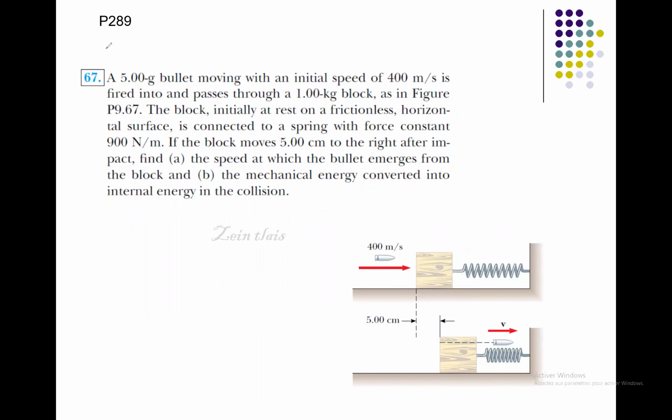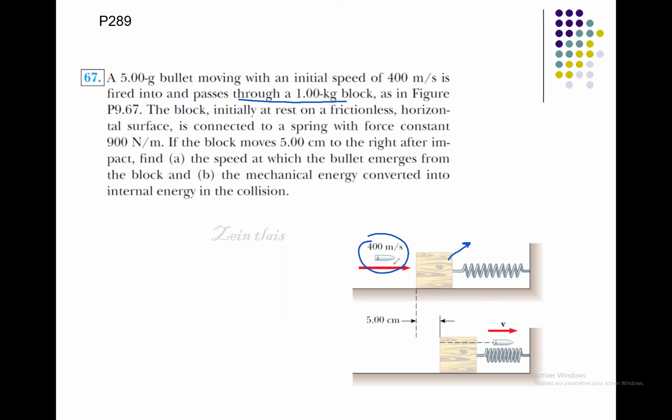Problem 67, page 289. We have a bullet of 5 gram, initially with a speed of 400 m/s, fired and passes through a 1 kilogram block. Here we have an inelastic collision because it passes through the object. So we have directly an inelastic collision.